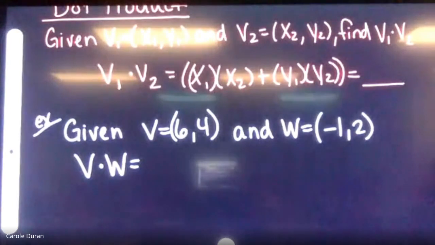Question: on the homework, will it always be a v and a w? No, it could be x, it could be z, it could be a, it could be b, whatever. v and w are just our most common when we talk about vectors.